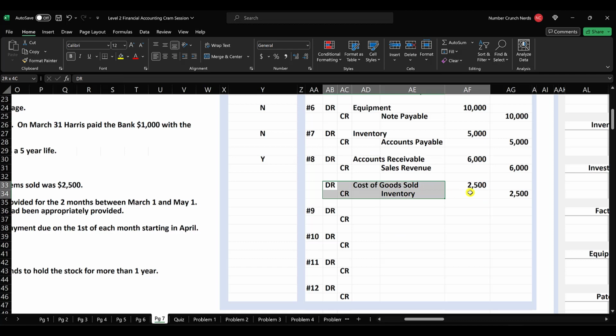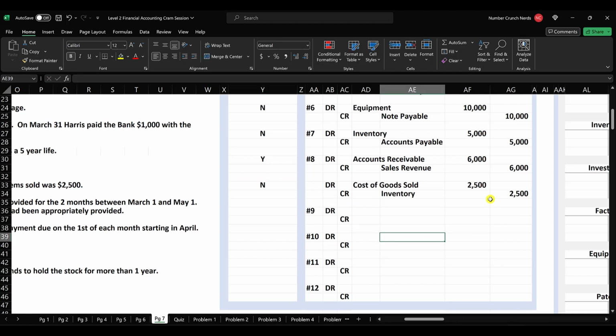Is this an accrual right here? Are we accruing something before the cash moves? No, because this inventory was already purchased a long time ago. So technically, this is not an accrual. It does have an income statement account in there, but just because it has an income statement account doesn't mean it has to be an accrual. The reverse is always true, though. If it is an accrual, then it does have to have an income statement in there somewhere. Okay, this particular one is not an accrual.